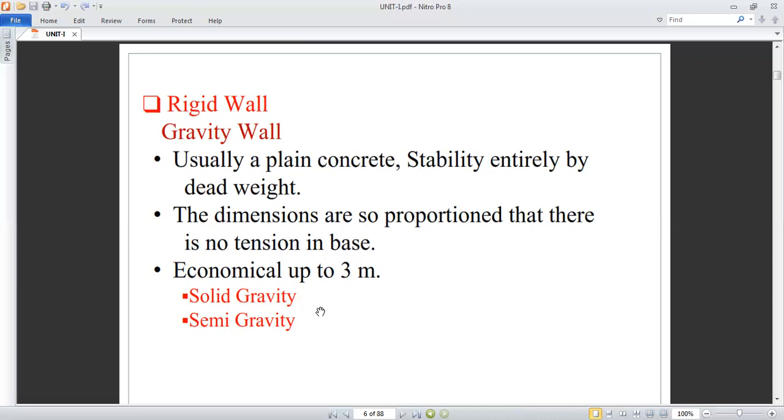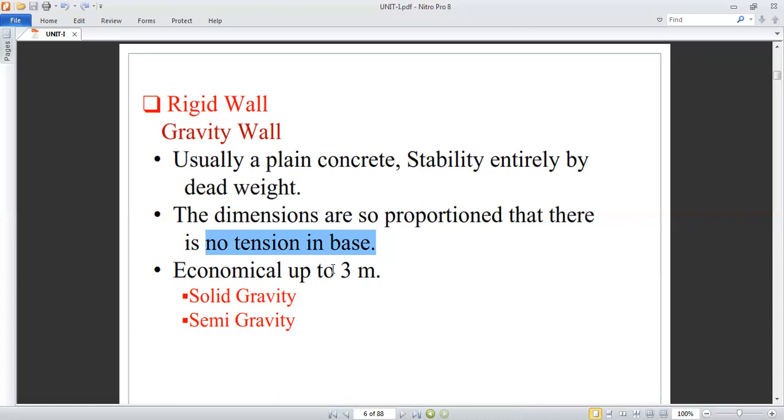So to overcome that, we design it in such a way that we give the length, breadth, and height of the member so that it doesn't create any tension in the base. Usually, a gravity retaining wall's height is only up to 3 meters. If it goes more than 3 meters, it is found to be an uneconomical section. Uneconomical, I mean, cost-wise it is more when it goes beyond 3 meters.